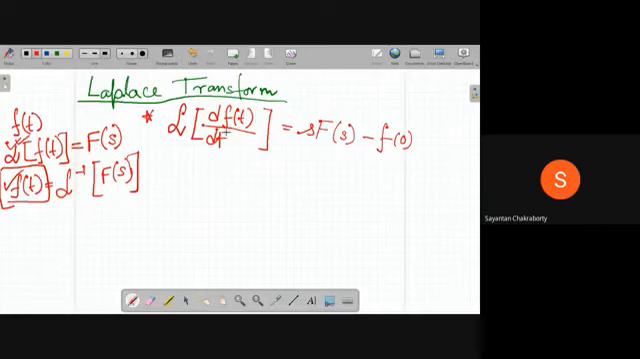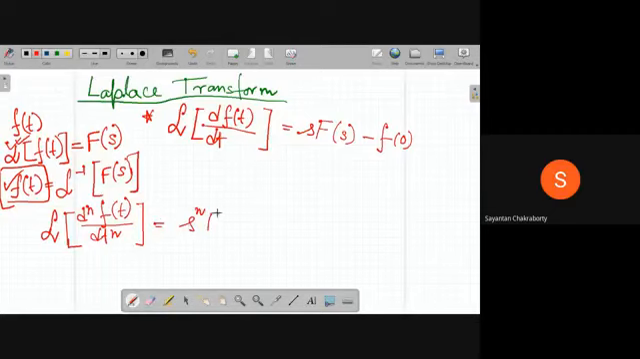In general, if it is a first order derivative, in general you can write the Laplace of the nth order derivative of f(t) can be expressed as s to the power n of F(s) minus s to the power n minus 1 f(0) minus s to the power n minus 2 f'(0), and this will continue.